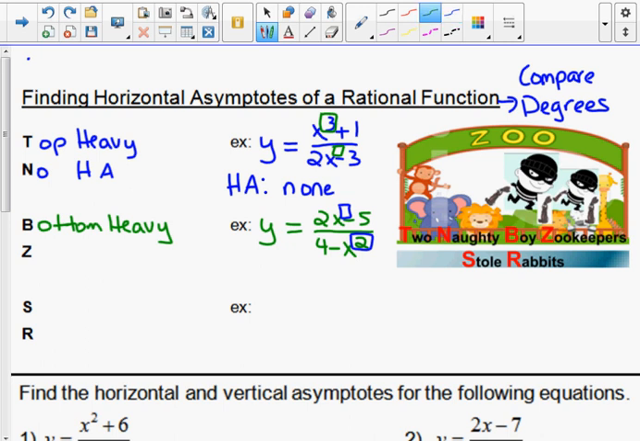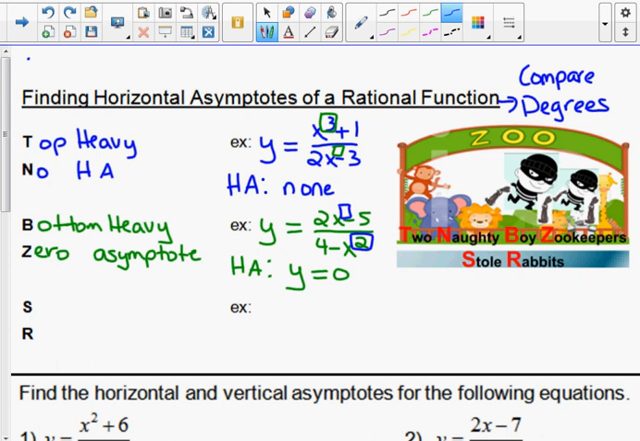When this happens, you're going to have a 0 horizontal asymptote, or 0 asymptote. This is not the same thing as saying that you have no horizontal asymptote. When they ask you what is the horizontal asymptote, you're going to say y equals 0. There is one, it's just located at y equals 0.